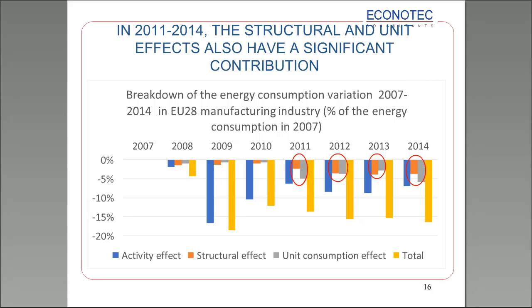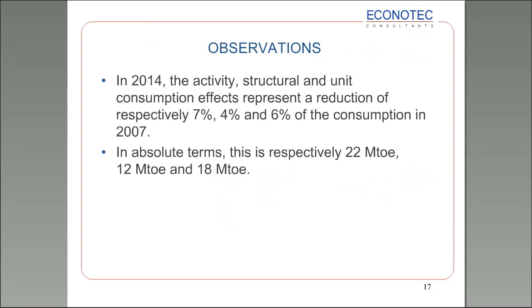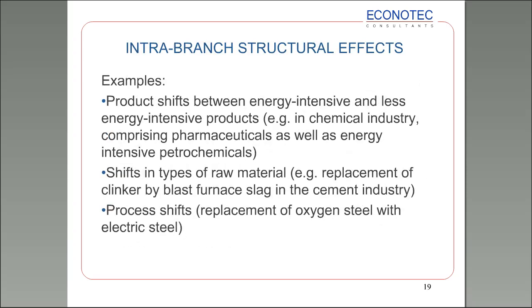It gives an indication of the level of energy efficiency improvement, but it's not a perfect indicator. It comprises not only the impact of energy efficiency policies, it also comprises the natural energy efficiency improvements, those due to technical progress and investments in new equipment, scrapping of old equipment. But it also remains imperfect, mainly because there are, within that unit effect, intra-branch structural effects. Examples of intra-branch structural effects are product shifts between energy-intensive and less energy-intensive products.